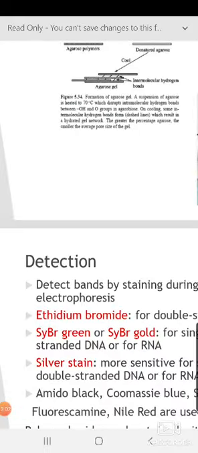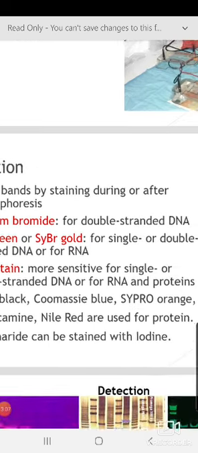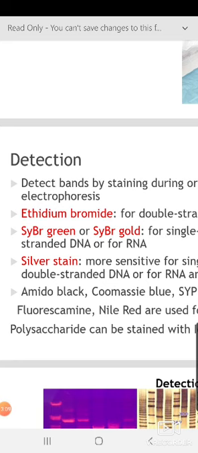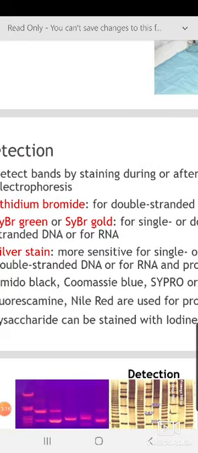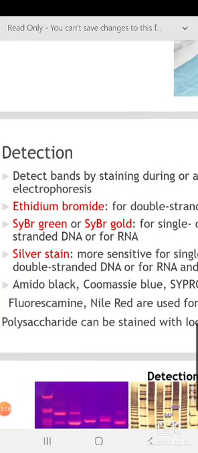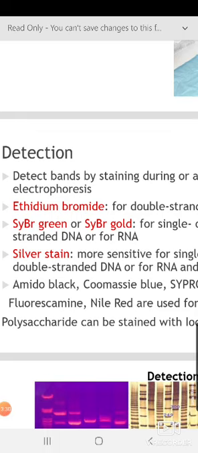Now, detection. Detect bands by staining during or after the electrophoresis. Generally we mix ethidium bromide for double-stranded DNA. It gives a typical pink color under UV light, because ethidium bromide is an intercalating reagent which goes inside the double strand of DNA and gives you a fluorescent pink color under UV light.